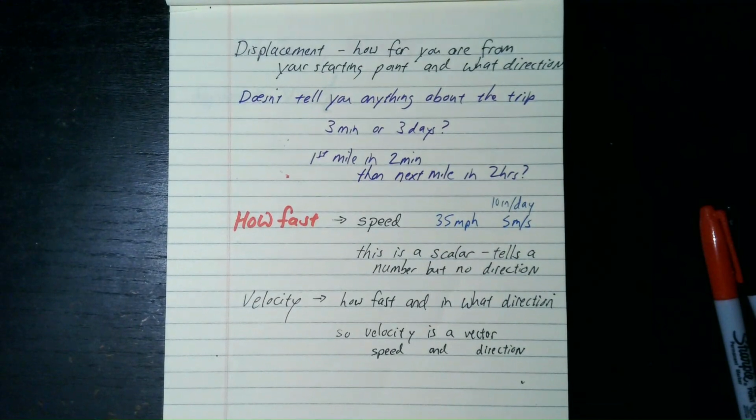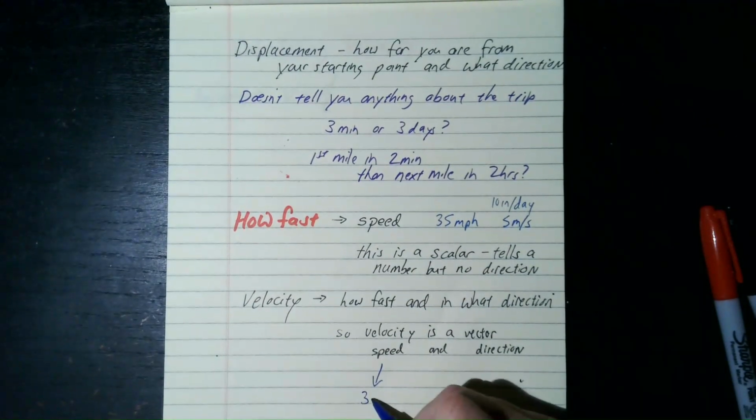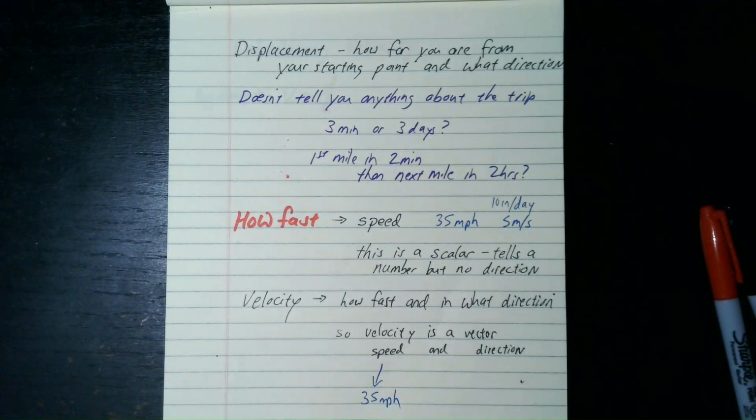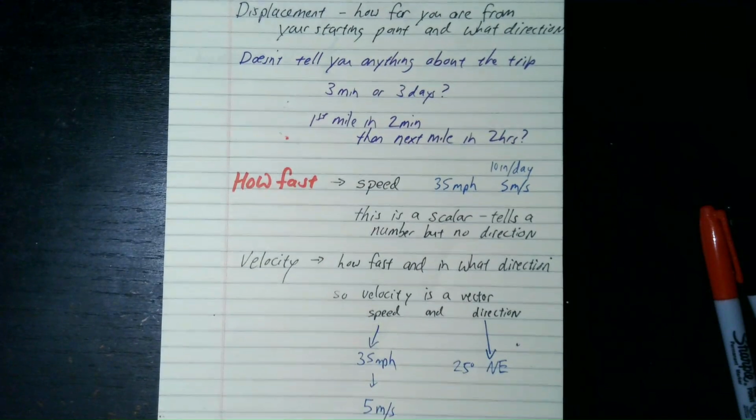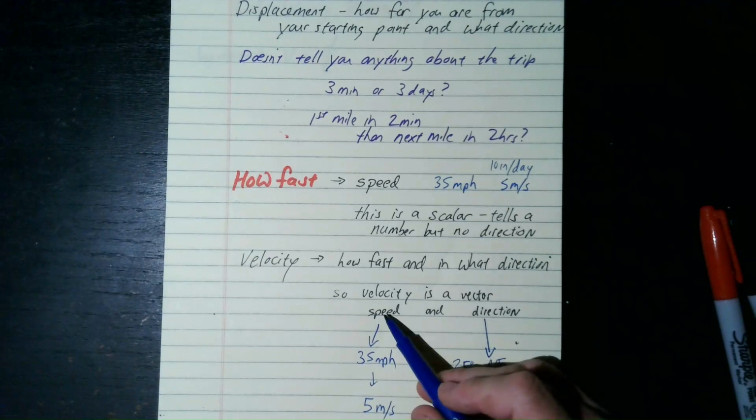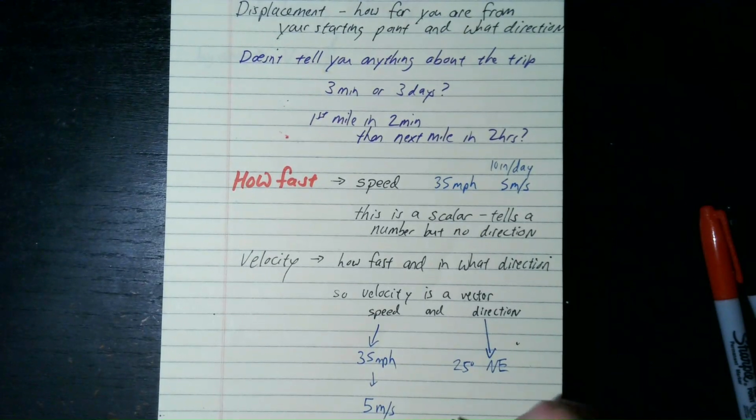So we would describe speed with something like 35 miles per hour. The direction could be northeast. We could say it's 25 degrees northeast if you wanted to get more exact. We could also describe a speed as being 5 meters every second. I'm traveling a distance of 5 meters every second. That's the how fast part. Now the direction, we could describe it as up, down. We could say left or right.